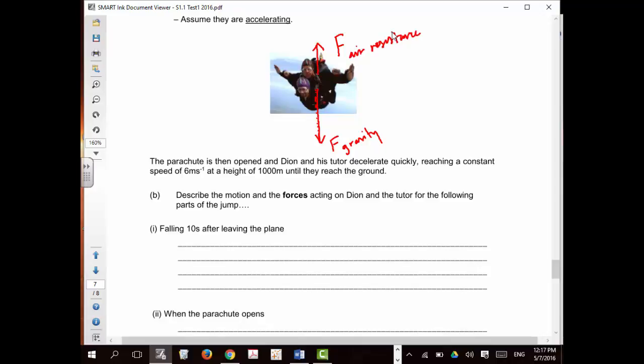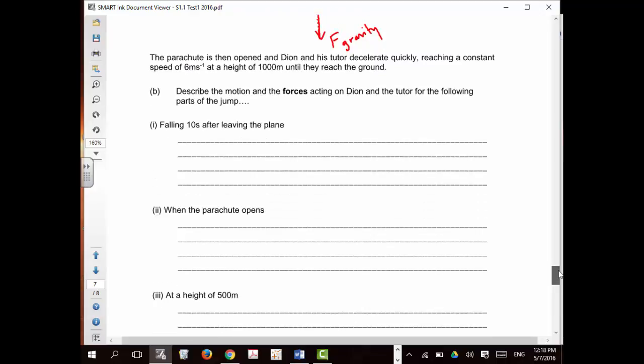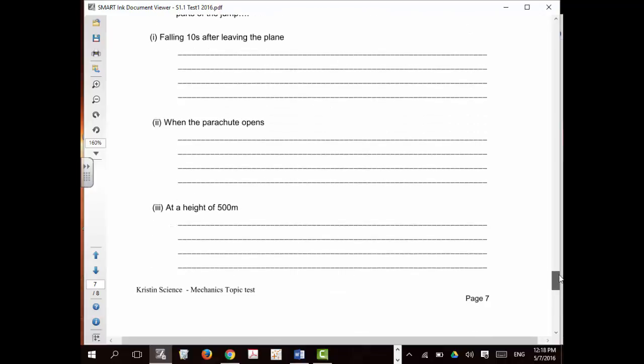The parachute is then opened, and Dion and his tutor decelerate quickly, reaching a constant speed of 6 meters per second at a height of 1,000 meters until they reach the ground. Describe the motion and the forces acting on Dion and the tutor for the following parts of the jump. Okay, so the first one is 10 seconds after leaving the plane.